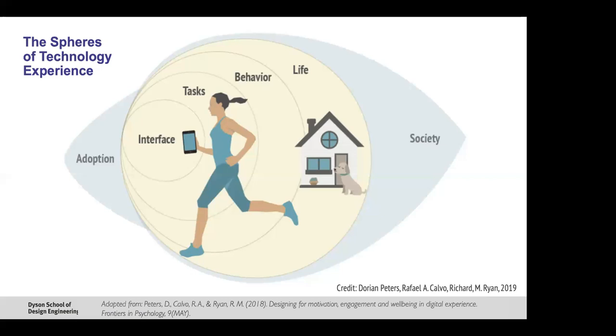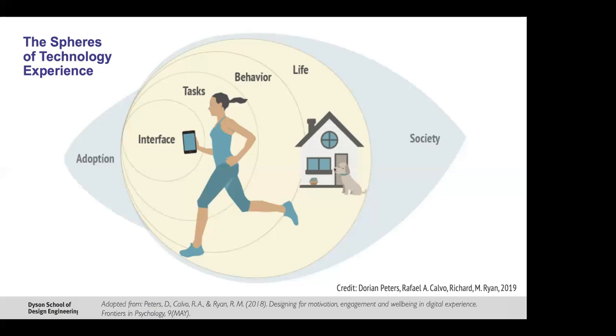Now, all these behaviors will have an impact on the life sphere. This is what we refer to when we talk about quality of life. There are certain behaviors that will be healthy behaviors. There are certain behaviors that are unhealthy. So we need to be able to assess at the life level if they're having a positive impact or not.